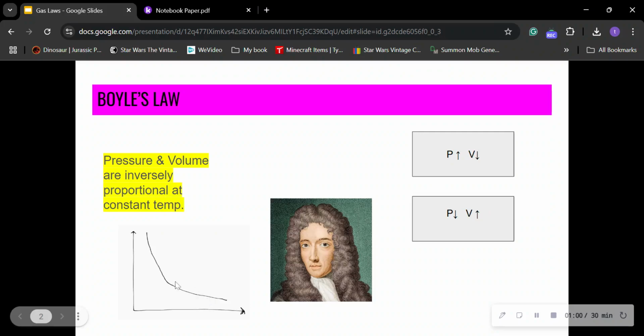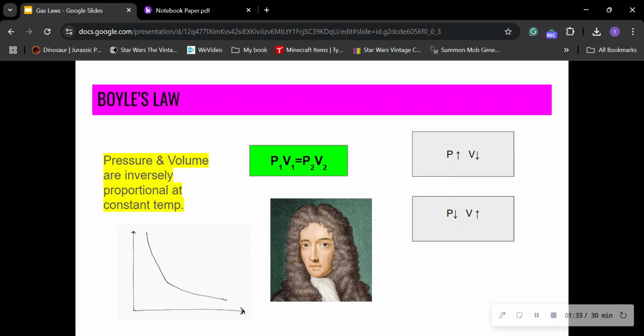This is what the graph looks like. So let's say the y-axis is pressure, and the x-axis is volume. As pressure goes down, volume increases, and as volume goes down, pressure increases. So, yeah. And that's the formula.